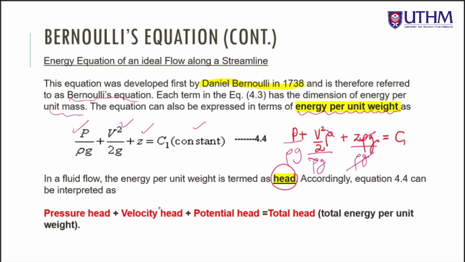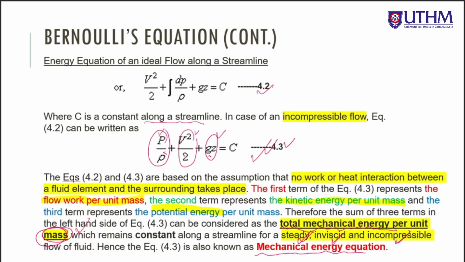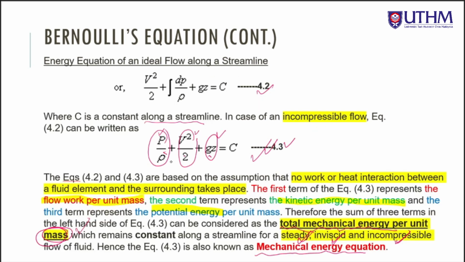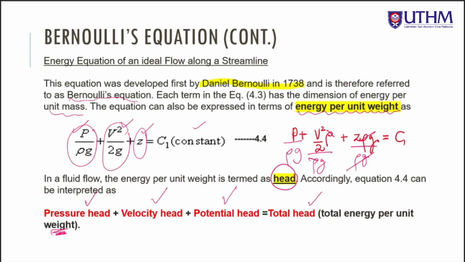So it was reversed from just now. Okay, accordingly equation 4.4 can be interpreted as: the first term is pressure head, and before this, in terms of mass, it was flow work per unit mass. So in terms of weight we call it pressure head, and the second term is the velocity head, and the third term is the potential head, which is equal to the total head or total energy per unit weight. So it's different from before: that one was in terms of mass, this one is in terms of head. Okay.